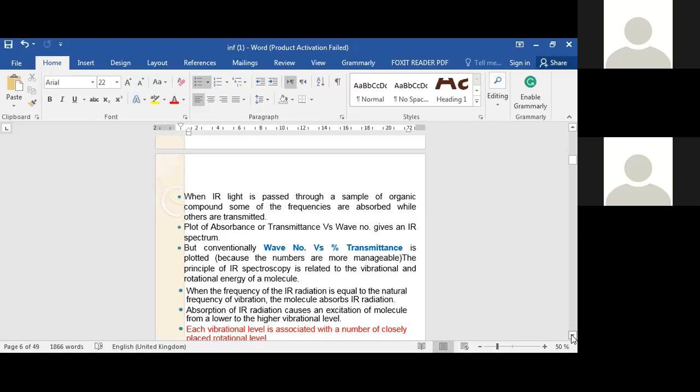Because the numbers are more manageable. Why do we use wave numbers here? Because they are more manageable than wavelength as in the UV visible.